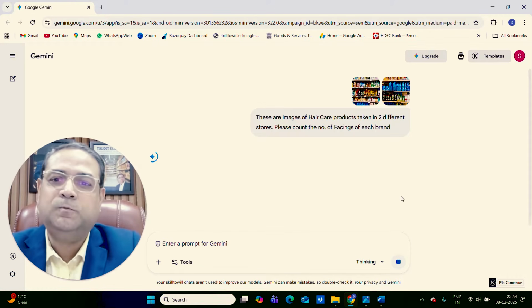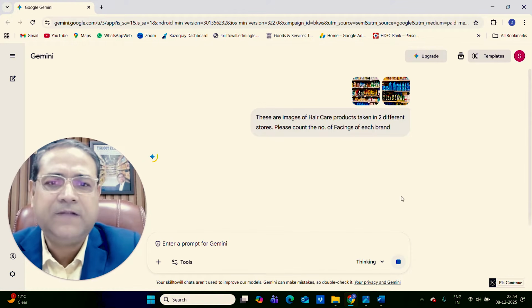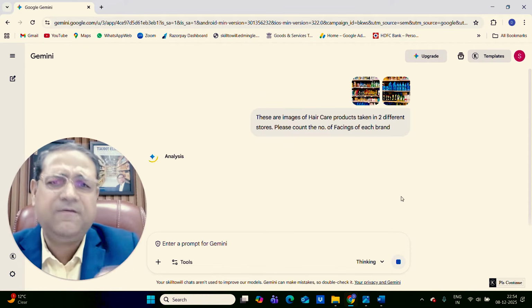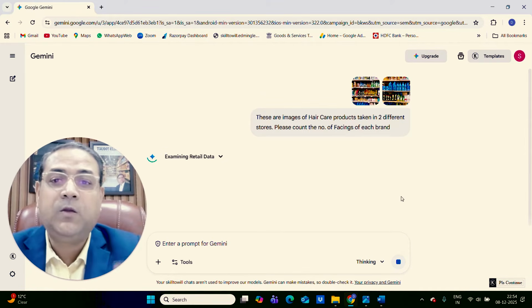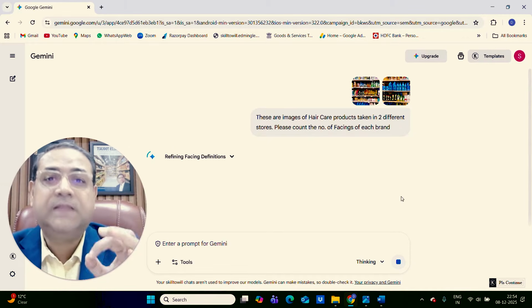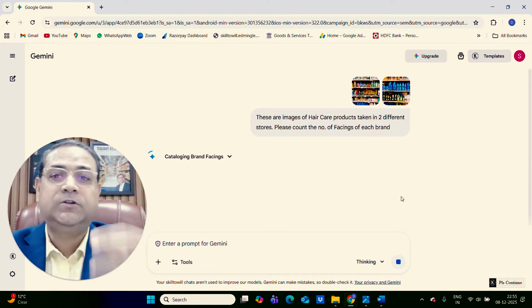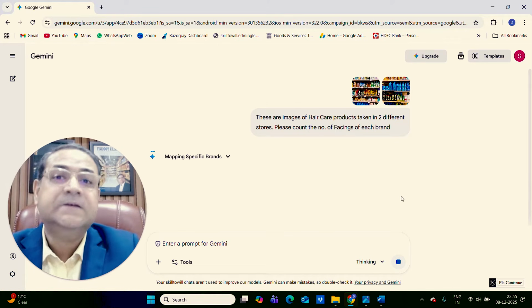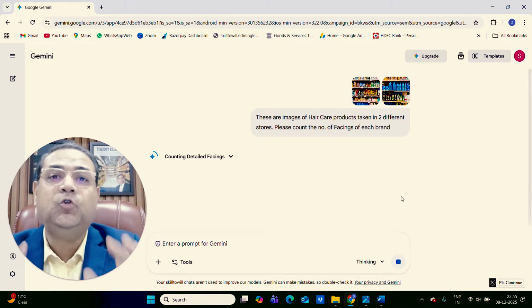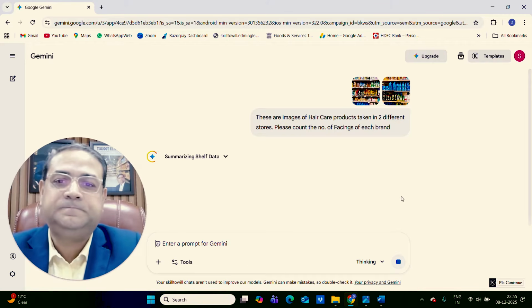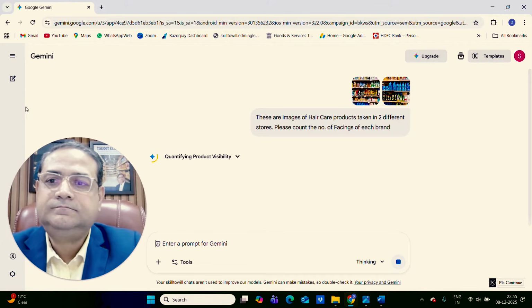So let's go. It's thinking. It will take some time, because when you choose the fast mode, it will give an answer very fast. But when you choose the thinking mode, then it will think for a longer period of time so that it can come up with some specific and very useful data. Let us see what it comes up with.